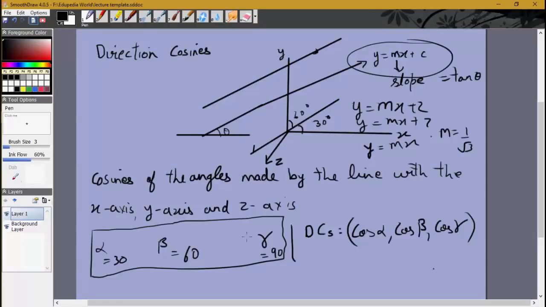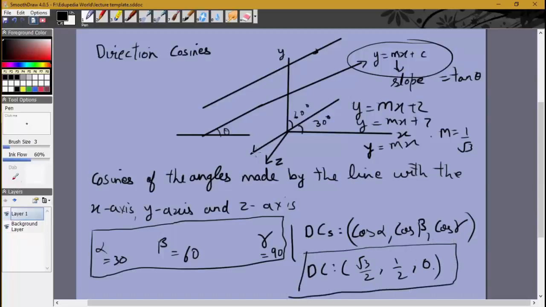So these are the three angles, which means what are the direction cosines? Cos of 30 degrees, root 3 by 2. Cos of 60 degrees, 1 by 2. And cos of 90 degrees, which is 0. So these are the direction cosines of this line.